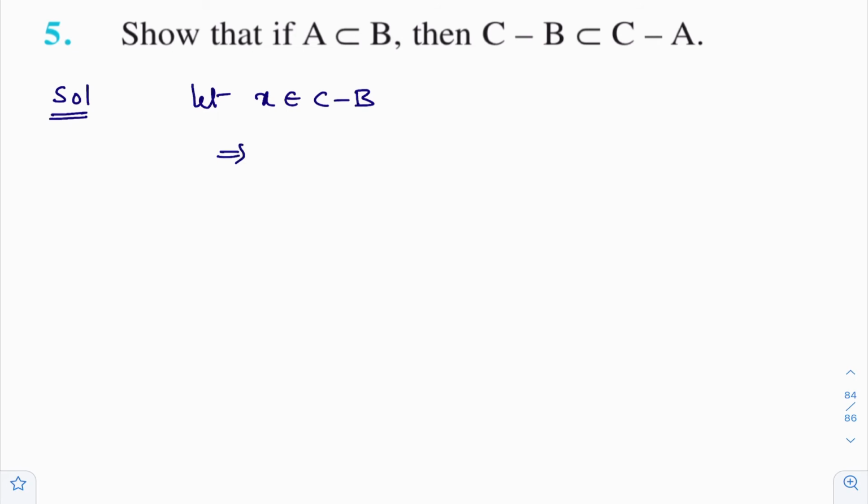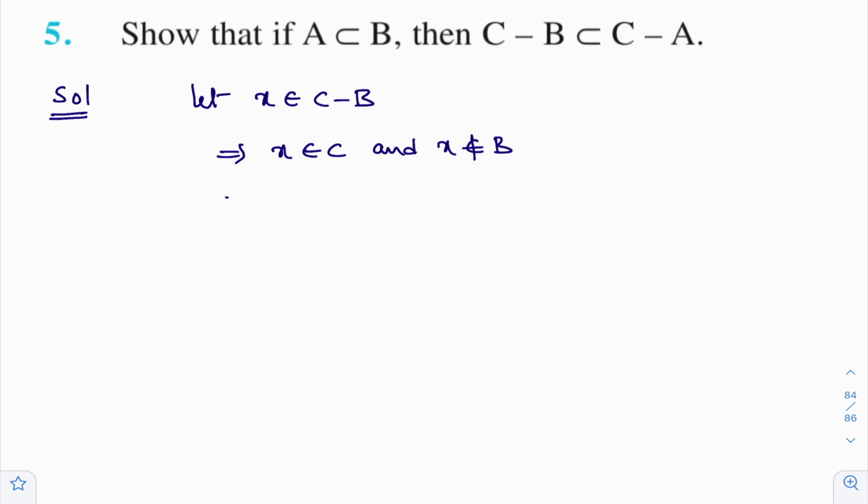Okay, x belongs to C minus B. What can I say from this? A minus B means what? All the elements present in A but not in B, correct? A minus B means all the elements present in A but not in B. Here, x belongs to C minus B means what? It means that x belongs to C and x does not belong to B. Try to understand. Here I took x belongs to C minus B. From that I got that x belongs to C and x does not belong to B.